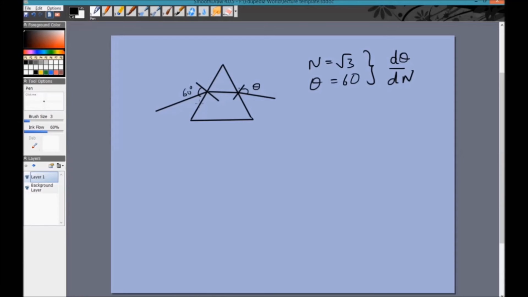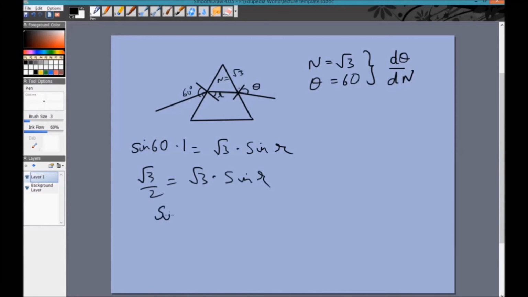So first of all, the most important thing to realize is, if this angle is 60, then this angle is 30, right? And if this angle is 60 and n is equal to root 3, for this angle r, we can say sine 60 into 1 is equal to root 3 into sine r, right? And from that we can get that sine 60 is root 3 by 2 is equal to root 3 into sine r, or sine r is 1 by 2, or r is equal to 30 degrees. So this is a very important result. Now this is given to us to be 30 degrees. If this is 30 degrees, that means this is 60 degrees.